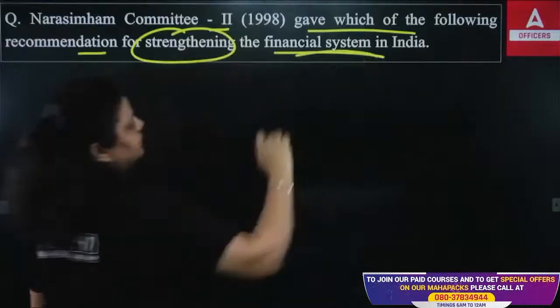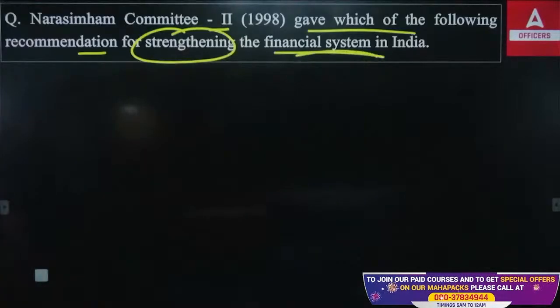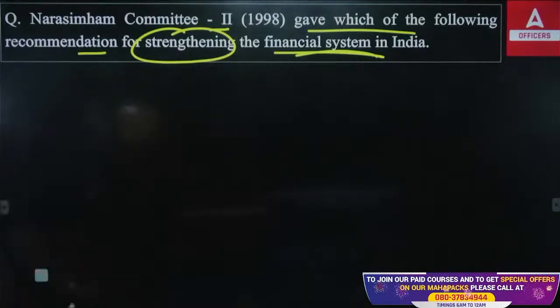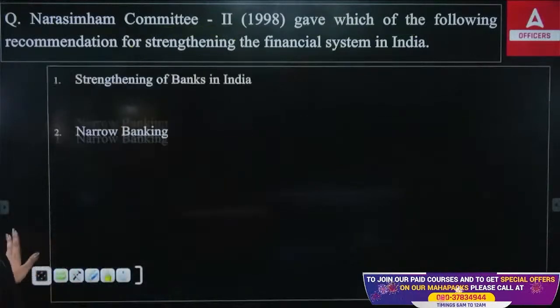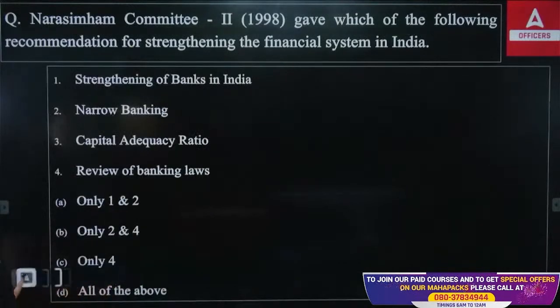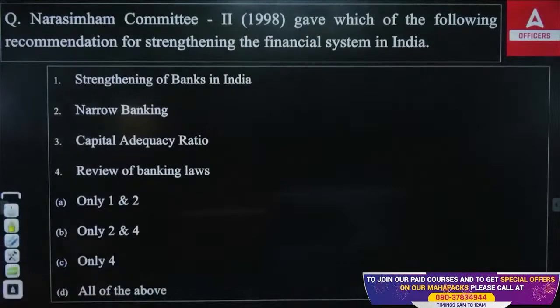Next, the financial system in India. Narasimhan Committee second, 1998: it gave which of the following recommendations for strengthening the financial system in our country? We have around 4 recommendations here, and out of that you have to tell which recommendations the Narasimhan Committee has given.